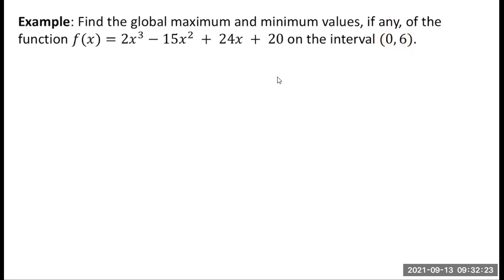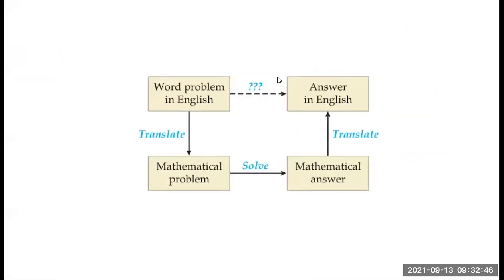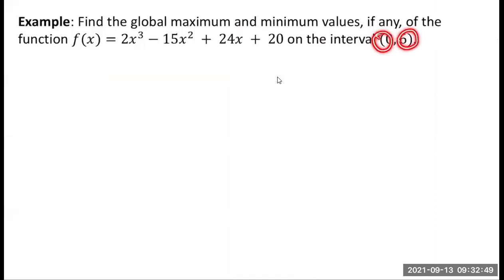If you recall, to compute global extrema, we need to find values of f of c for each interior local extremum c in I, and values f of c at any closed endpoint x is equal to c, and the limit of the function at any open endpoints x is equal to c. In this case, of course, we have open endpoints, so we have to find the limit. Before we find the limit, let's find any interior local extrema.